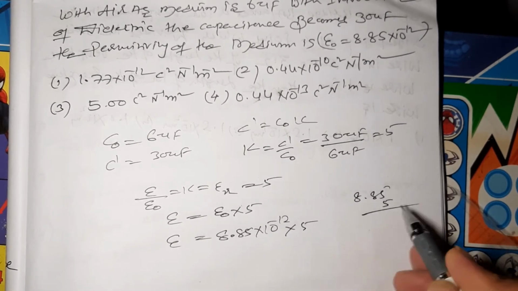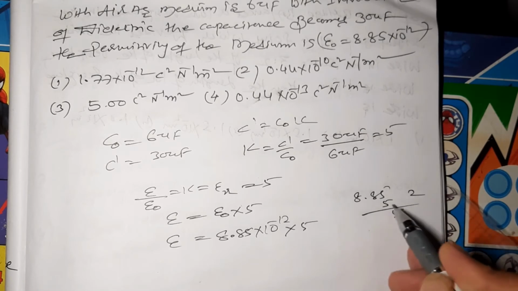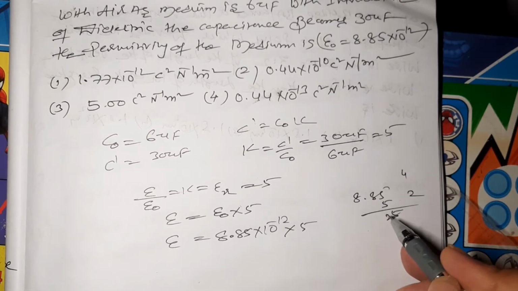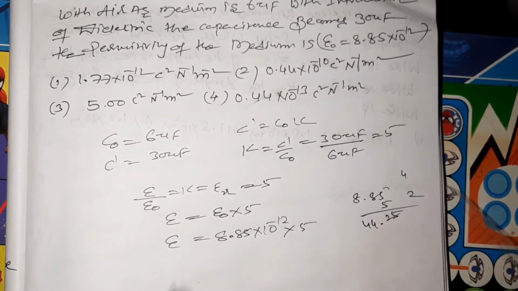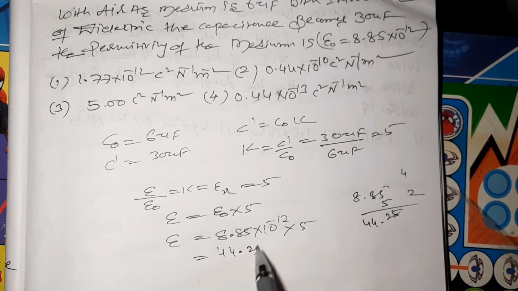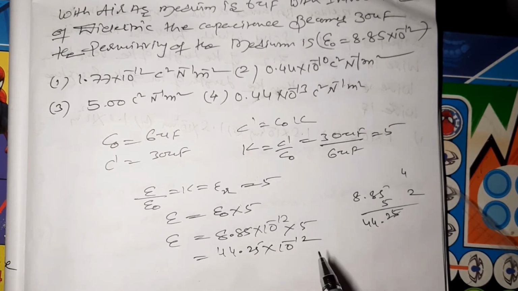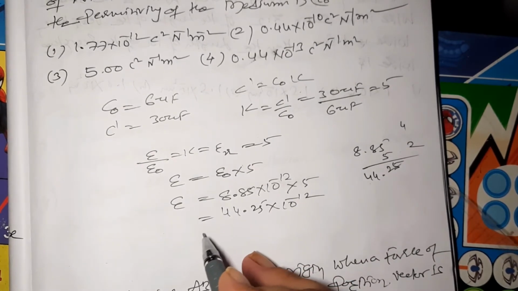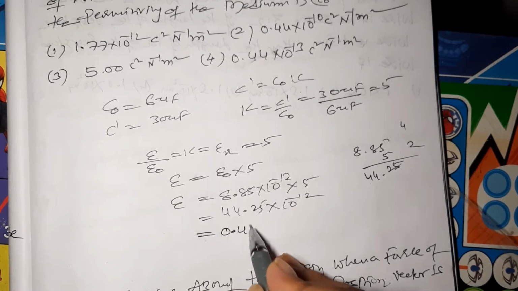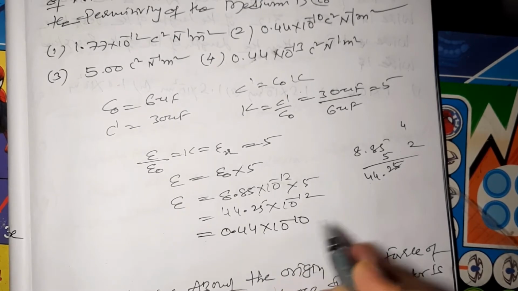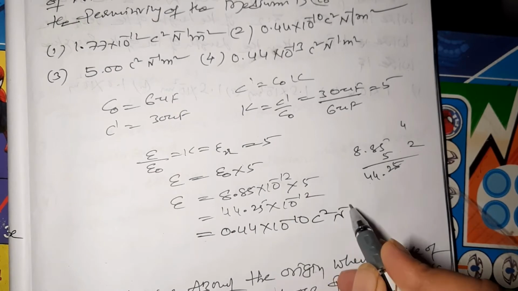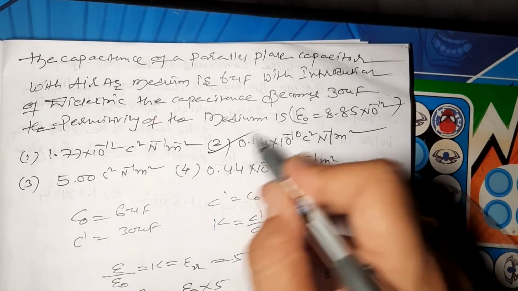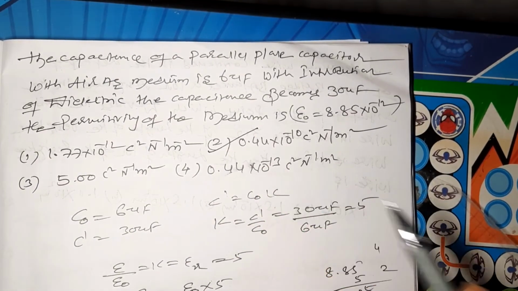So here 8.85 into 5. 5 5s are 25, 5 8s are 40, 44. That is equal to 44.25 into 10 power minus 12. So this can be written as 0.44 into 10 to the power of minus 10 Coulomb square Newton inverse meter square. So our option is the second option, 10 to the power of minus 10.